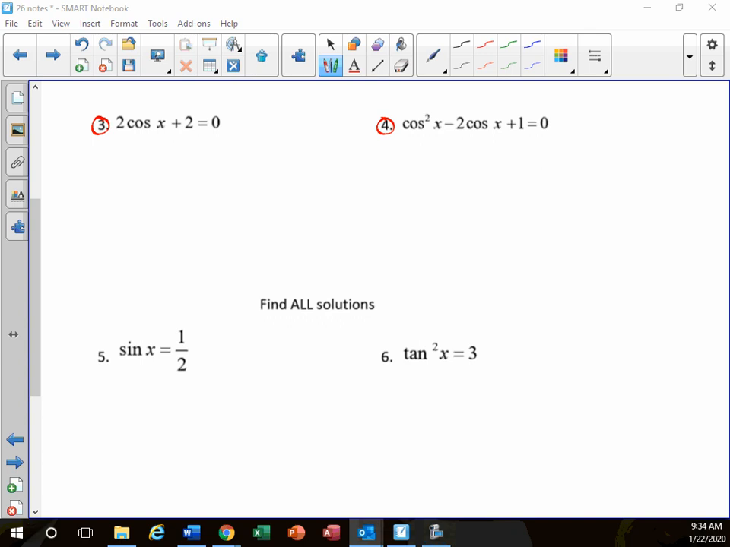All right, guys, let's go through these. We're running out of time here today. Okay, so 3, you could have factored out the 2 if you wanted to and set them equal, or you could have subtracted the 2 and divided by 2. Either way, you're going to get to this point where cosine of x equals -1. So where does cosine equal -1? Pi. Good. That's it.